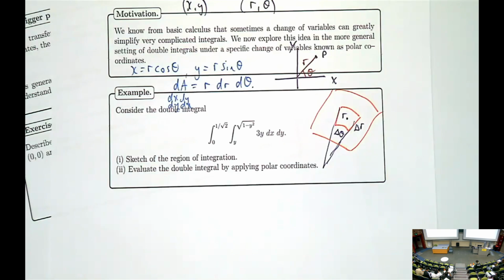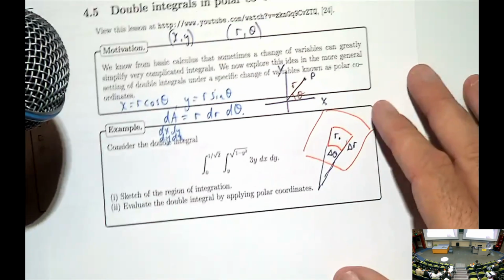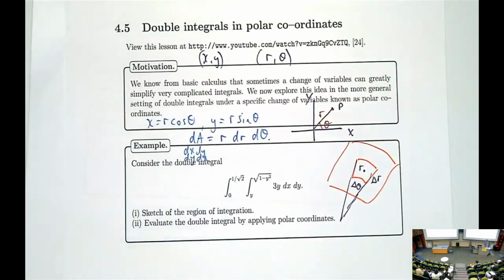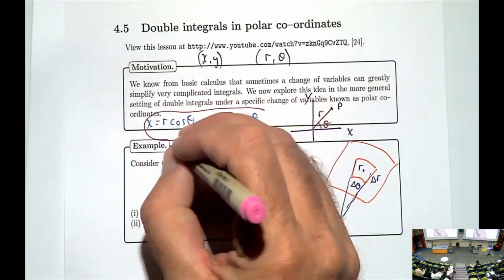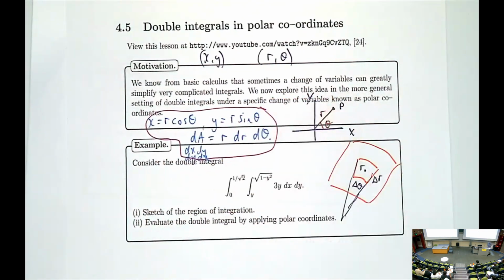All right. Consider the double integral given by this mess. Sketch the region of integration, so draw a picture. Evaluate the double integral by applying polar coordinates. So the most important things here are drawing a picture, of course, and those representations. Okay? Those representations. So let's draw a picture and see how we go.